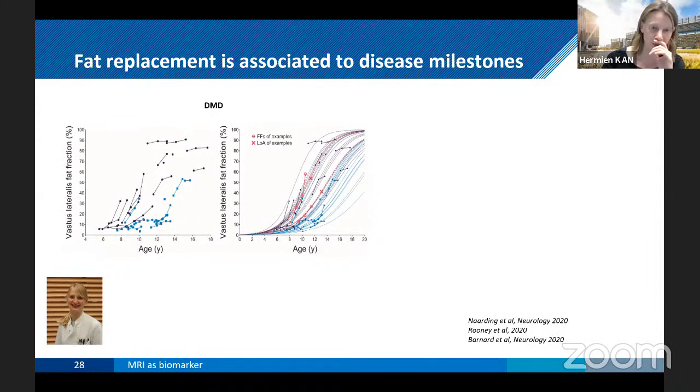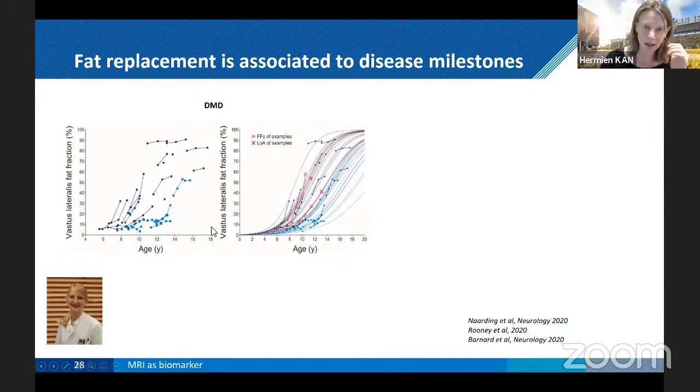So I already showed in the study with Hoymans and all that all these muscles seem to show a similar sigmoidal trajectory, right? Where you see a long time there's hardly any increase, and as soon as a muscle starts to increase its fat fraction, it goes almost linearly, and then it starts to slow down again. So here we looked at the vastus lateralis fat fraction in 2 different cohorts. A cohort from Leiden and a cohort from Cincinnati, where all the patients were measured 1, 2, or 3 times. And we plotted all their fat fractions against age. And then you can actually model this whole disease trajectory with an S-curve.